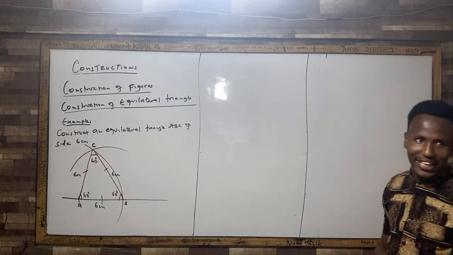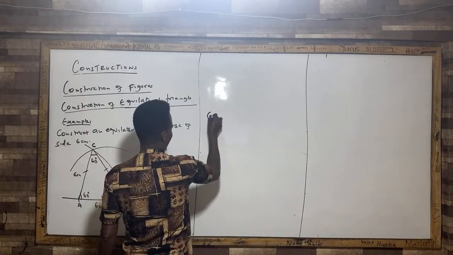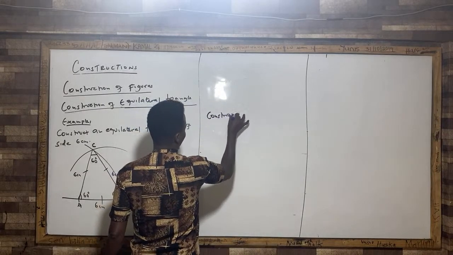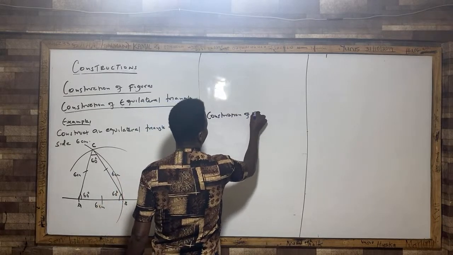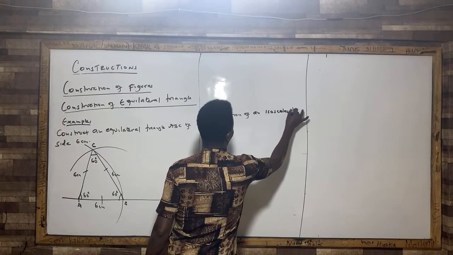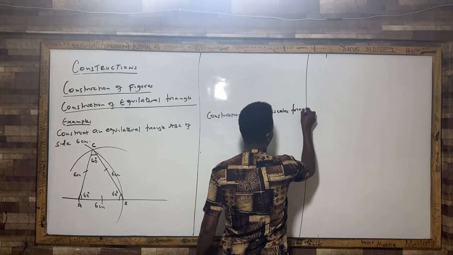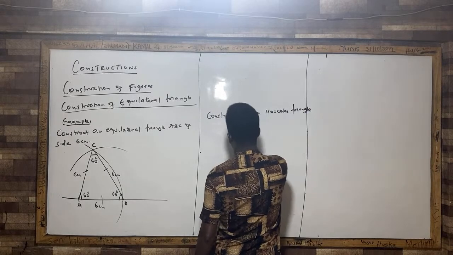Then the next one will be construction of what? Construction of an isosceles triangle.